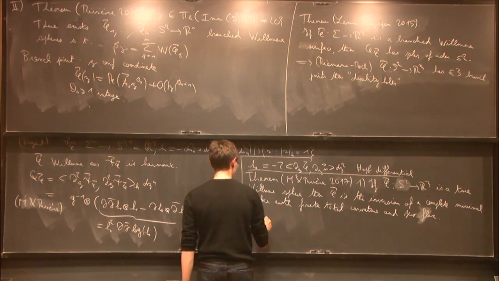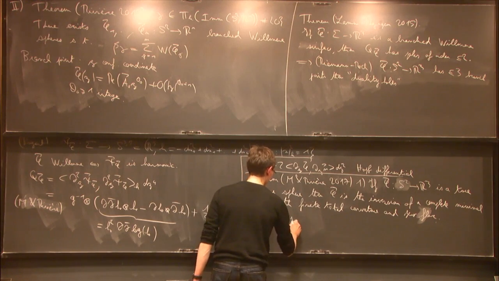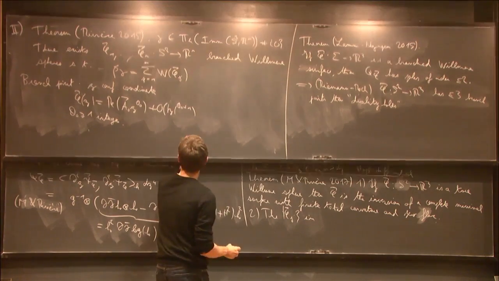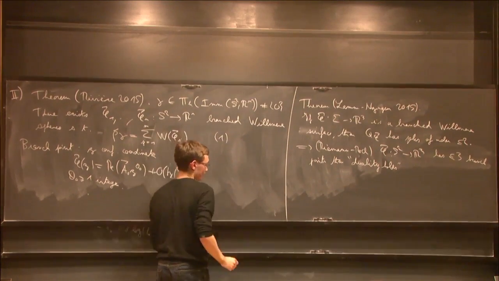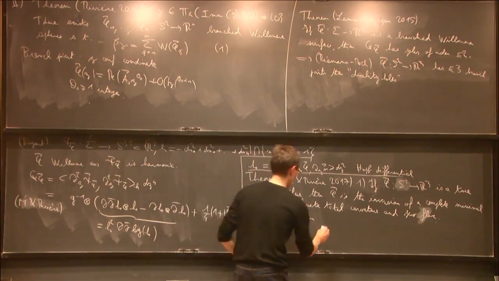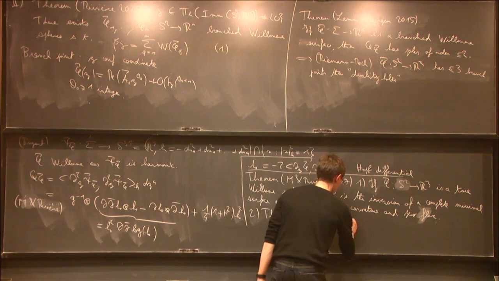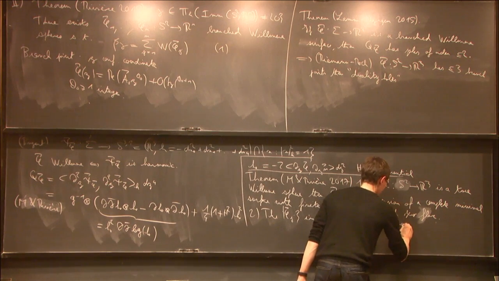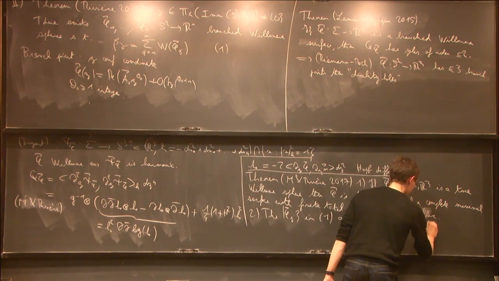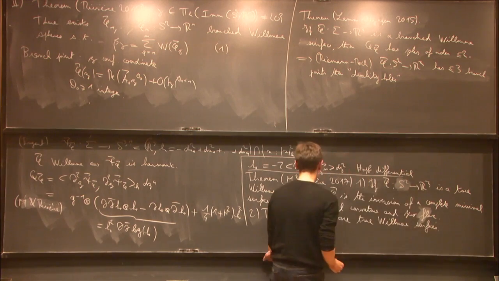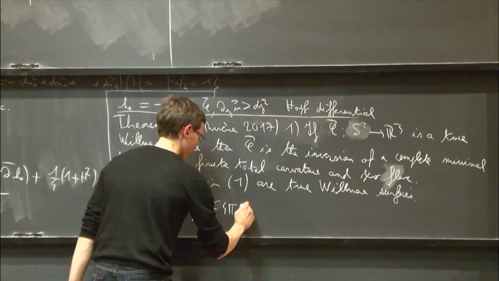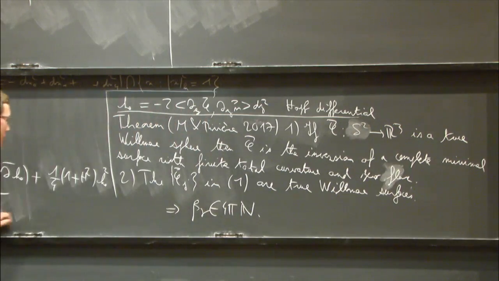And two, the psi j in one, so here, in one, are true Willmore surfaces. So it implies, in particular, that the width is quantized by 4 pi. Okay, let me define what I mean by true Willmore spheres.